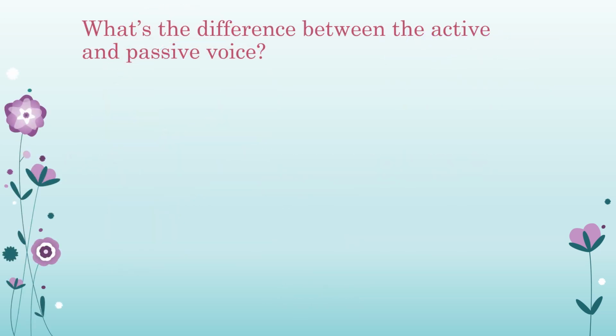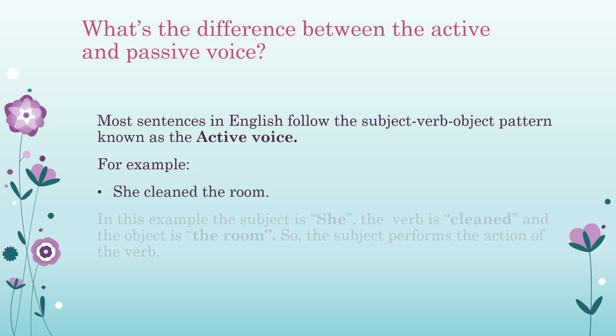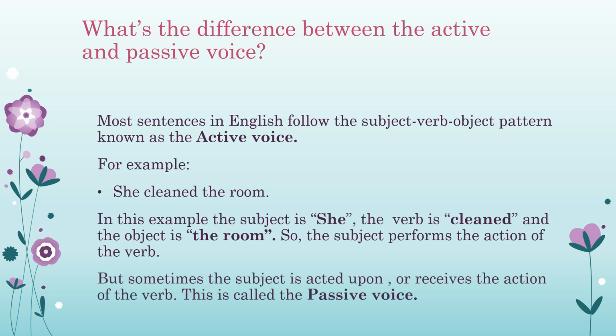What's the difference between the active and passive voice? Most sentences in English follow the subject-verb-object pattern known as the active voice. For example, she cleaned the room. In this example, the subject is she, the verb is cleaned, and the object is the room. So the subject performs the action of the verb. But sometimes the subject is acted upon or receives the action of the verb. This is called the passive.